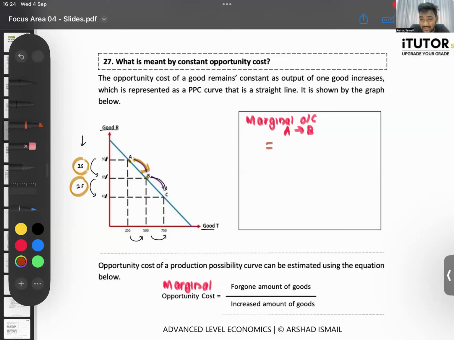Quickly, give me the numbers. So we are foregoing here. When you're going from A to B, 90 is becoming 65. So we are foregoing 25 units of good R.